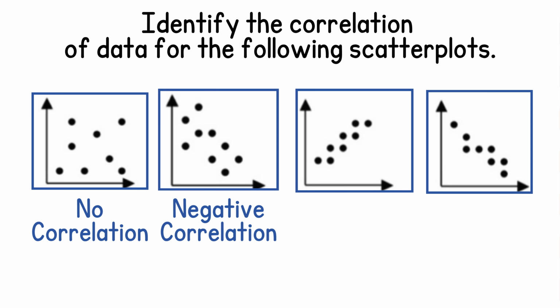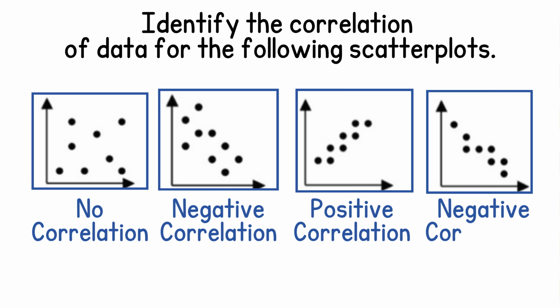Now let's look at the next one. As our x values increase, our y values are also going up, so these are also increasing. This tells us that it's a positive correlation. Now let's look at the last one. As our x values are going left to right and increasing, our y values are going down, so these are decreasing, which represents a negative correlation.